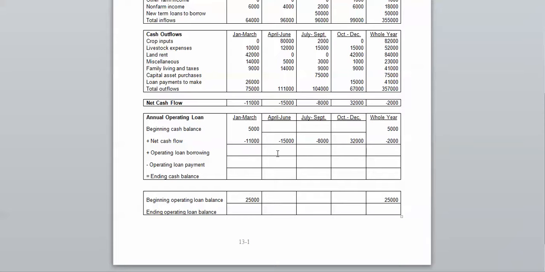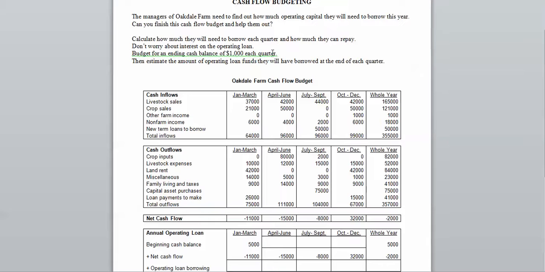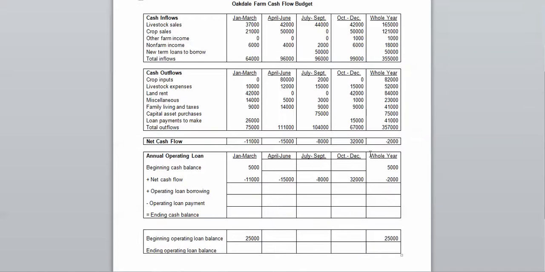So let's go ahead and get started. One thing that's challenging about this cash flow budget is that it does not have a row or a blank for cash available before borrowing. That's a pretty handy cell, especially when figuring our loan needs, and you saw that on our previous cash flow summaries. This particular one doesn't, but that's okay. We'll still be able to solve this. As always, we want to end each time period with a $1,000 cash balance. It says right here, budget for an ending cash balance of $1,000 each quarter.